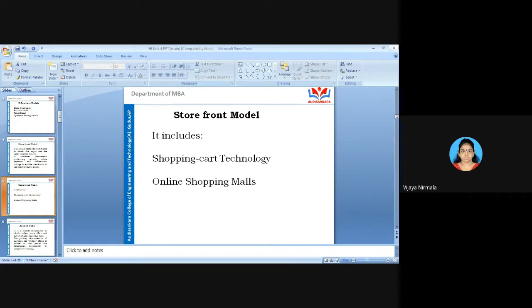The best examples for online shopping malls are www.mall.com, www.gap.com, www.shopnow.com, and www.dealshop.com. So these are the best examples for online shopping malls.